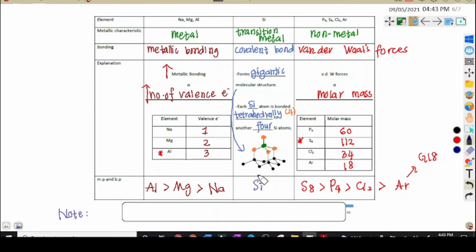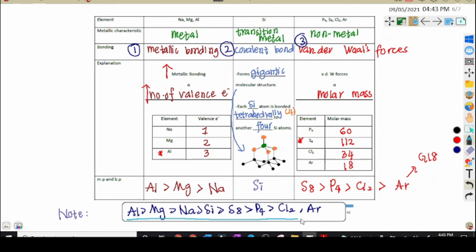Now we have to arrange the metallic bonding, covalent bond, and van der Waals forces according to the strength of attraction. The strongest one would be the metallic bonding, followed by the covalent and the van der Waals. So you just have to arrange the elements with a big arrow going to the right, indicating the strength of attraction decreases.